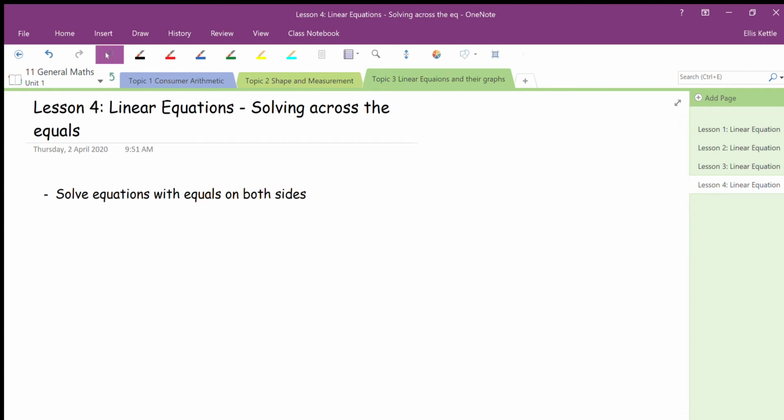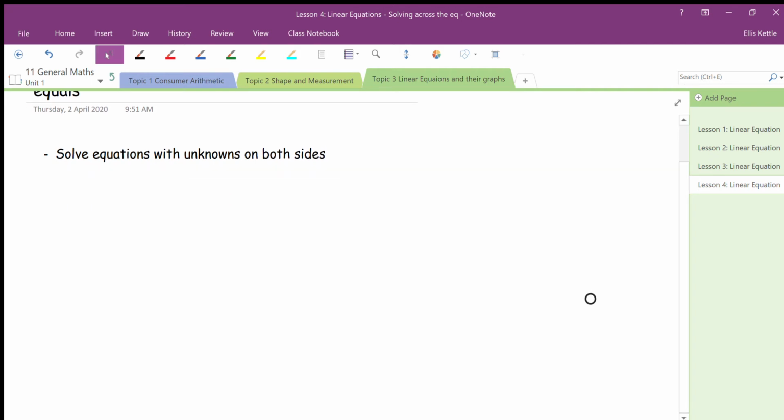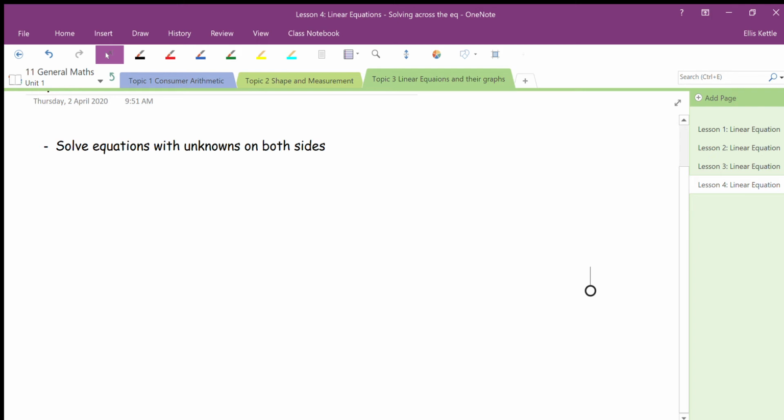So this time is a little bit of a harder step. Solve equations with unknowns or letters on both sides. But I should probably use the more technical term. I'm not going to say letters on both sides, I'm going to say unknowns on both sides. And in these cases, they're always going to be the same unknown. So I'm just going to be looking for things that have x's on both sides of the equations, or y's, or k's, or j's.